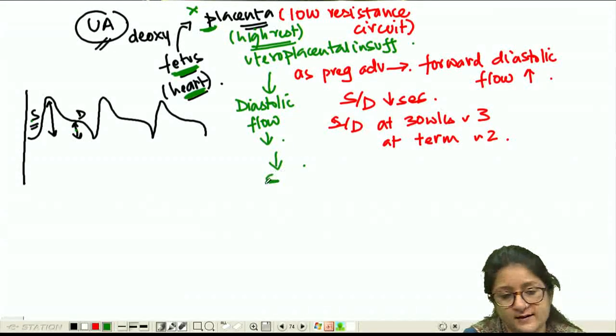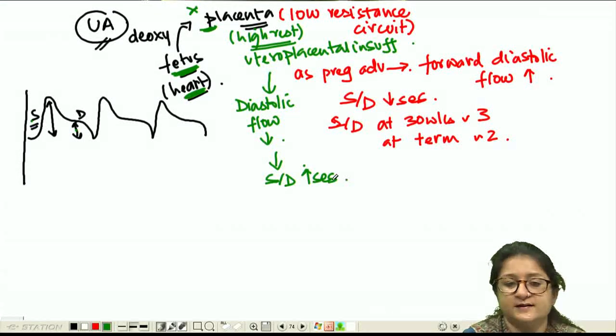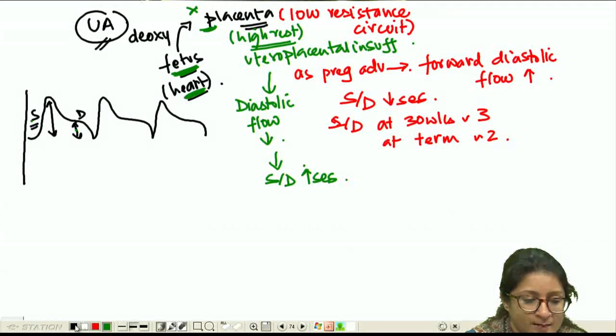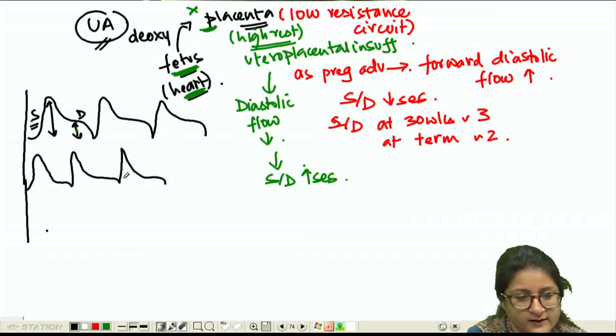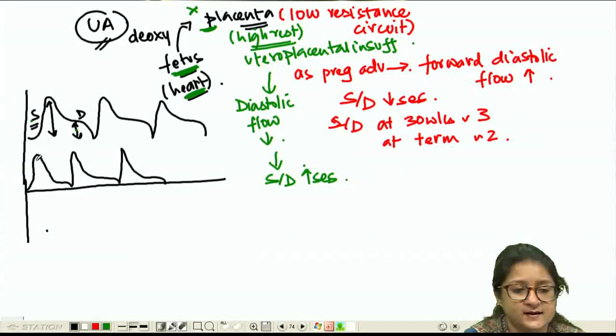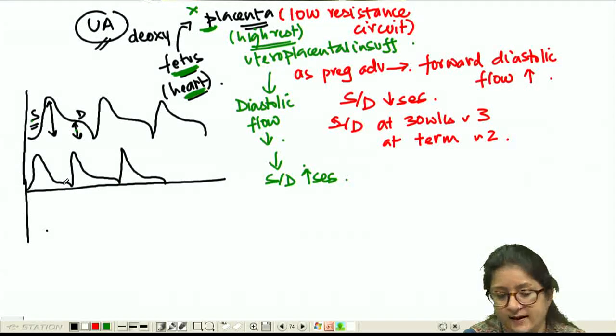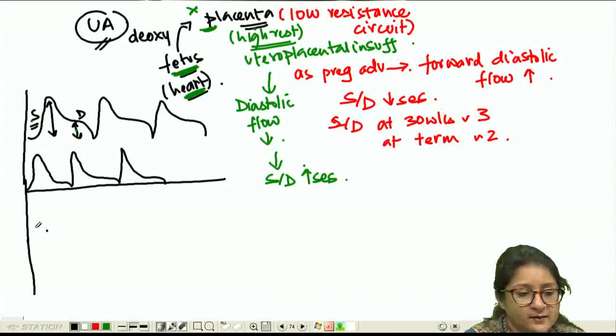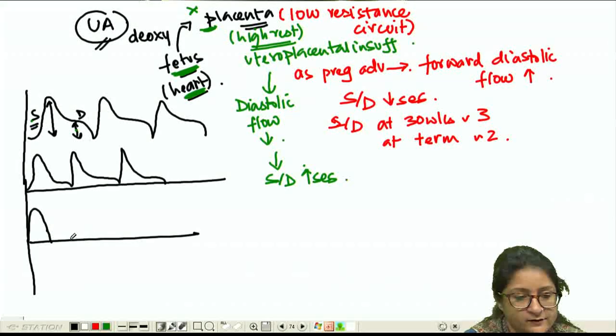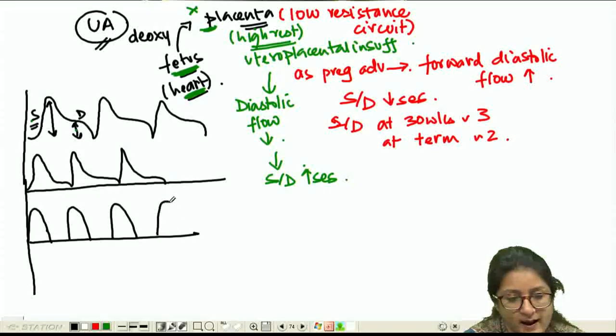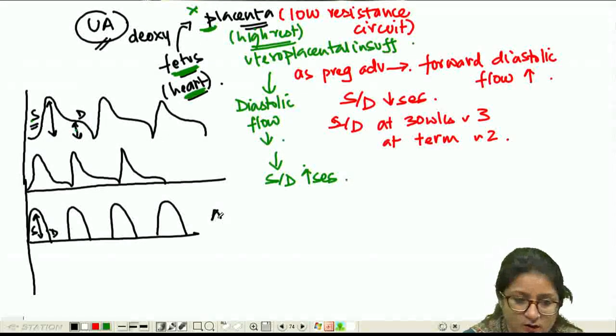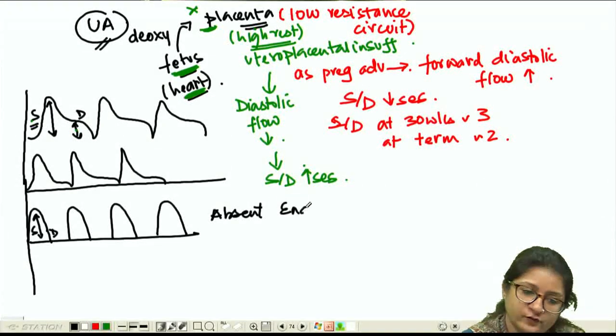And when diastolic flow decreases, the SD ratio increases. So what will happen here? Systolic flow and diastolic flow are decreasing, right? Ultimately there will come a time when there will be only systolic flow and diastolic flow will be absent. So this is flow in systole and absent diastolic flow. This is called absent end diastolic flow.